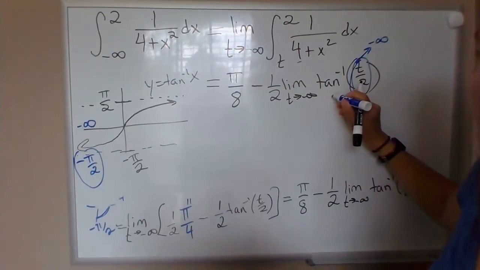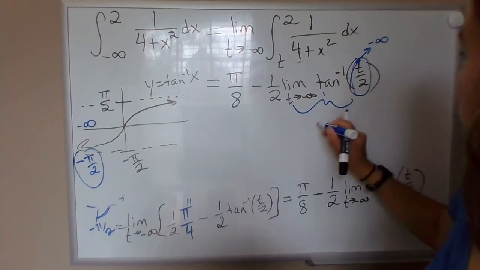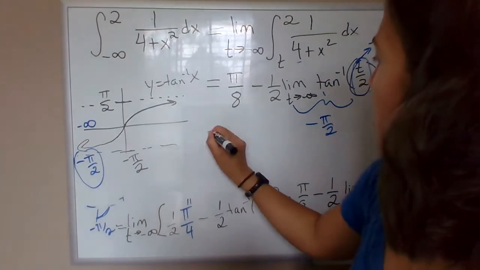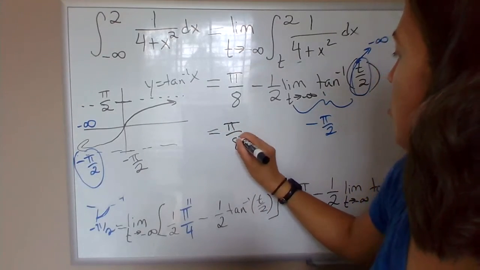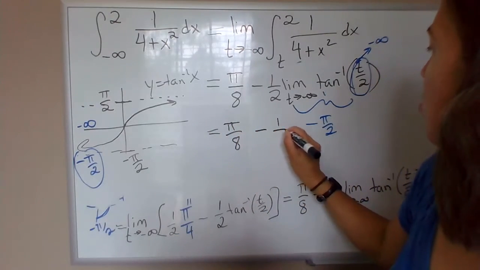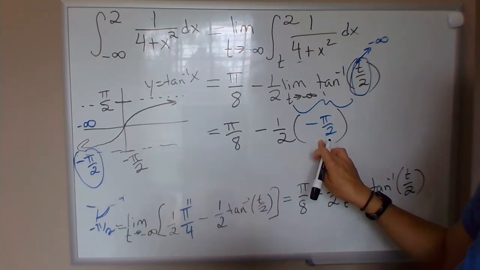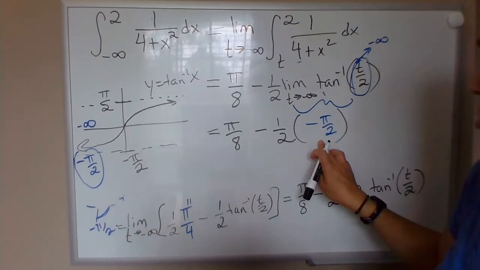So this right here approaches negative pi over 2. So we're going to get a finite number out of this. This integral does converge. Pi over 8 minus 1/2 times this limit, which it turns out is equal to negative pi over 2 because of that horizontal asymptote.